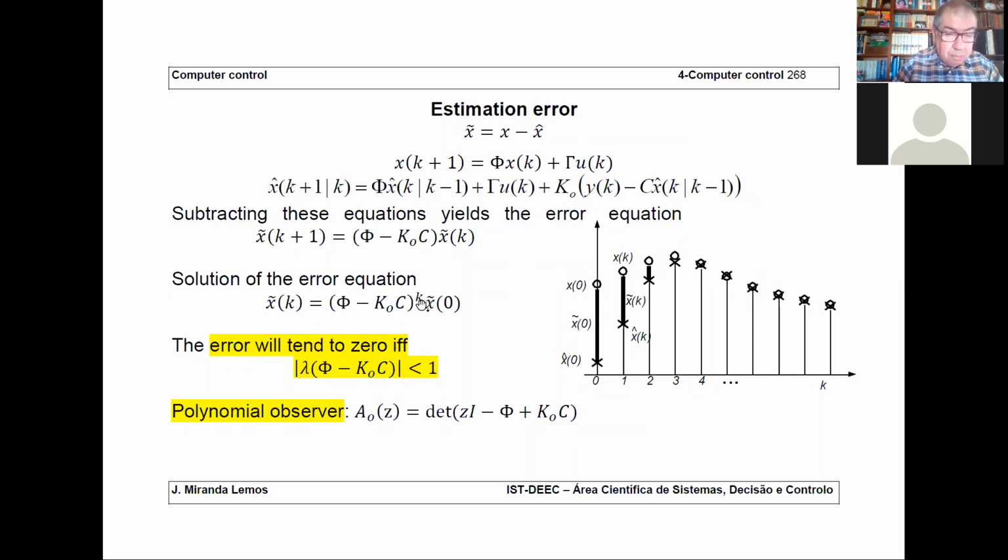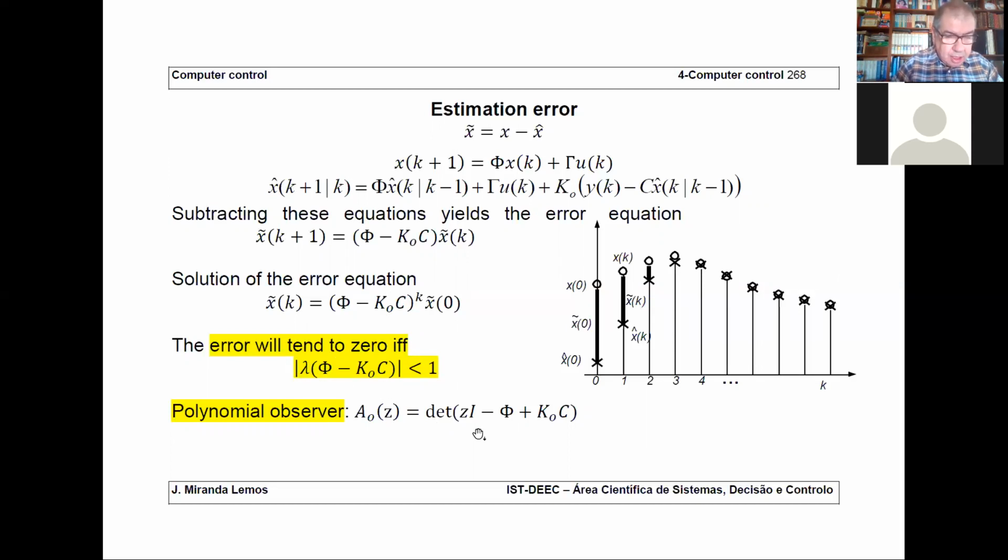Okay? Because in that case, you are computing the powers of a number between -1 and 1, and this goes to 0. If this is a matrix, then you can expand this as a sum of powers of the eigenvalues of the matrix. So the modulus of all the eigenvalues, I represent the eigenvalues of this matrix in this form: lambda of phi minus k0c, so to say that lambda is an eigenvalue. So all the eigenvalues must be, in modulus, smaller than 1. That is to say, all the eigenvalues must be within the unit circle. Okay? So you should design this vector k0 such that all the eigenvalues are at prescribed positions within the unit circle.